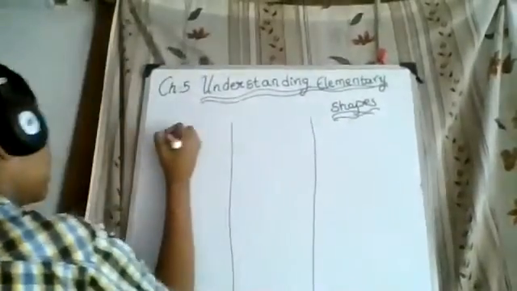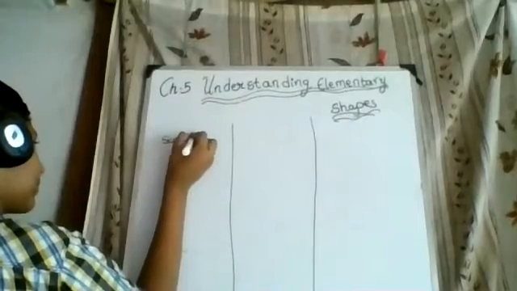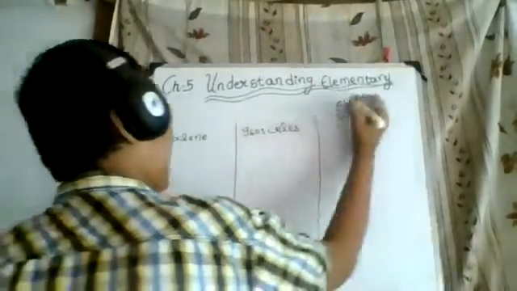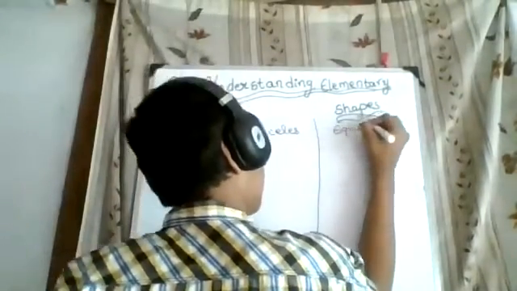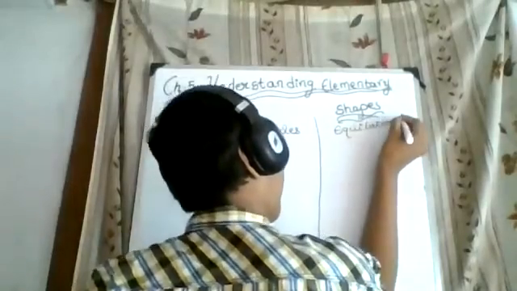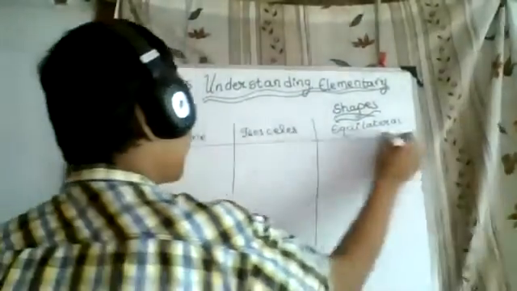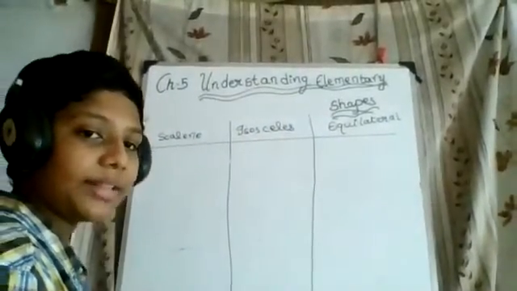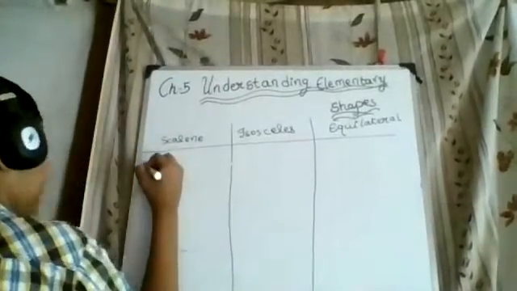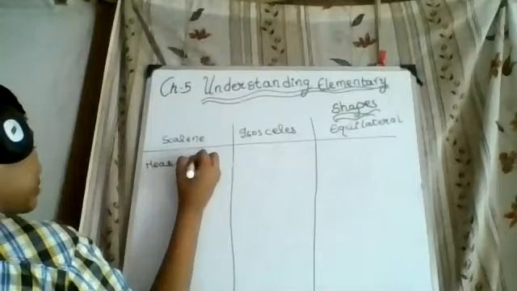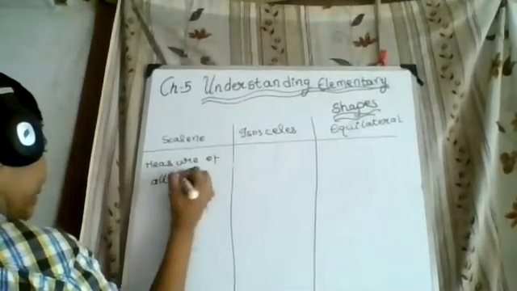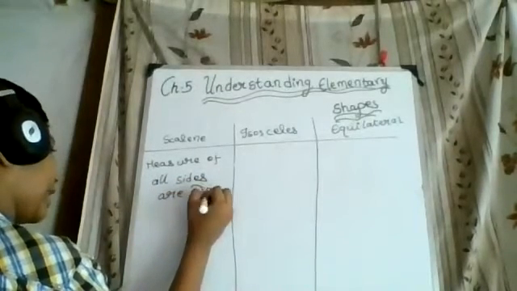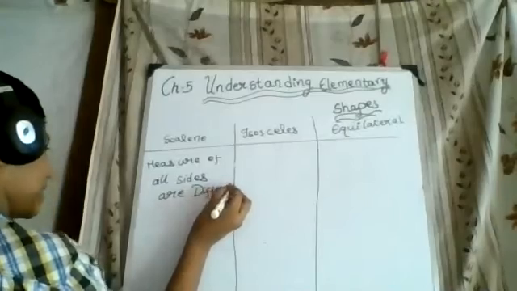Scalene, isosceles, and equilateral triangle. Now, scalene triangle: the measure of all three sides of a triangle are different. All sides are different. Okay, this is based on classification of sides.